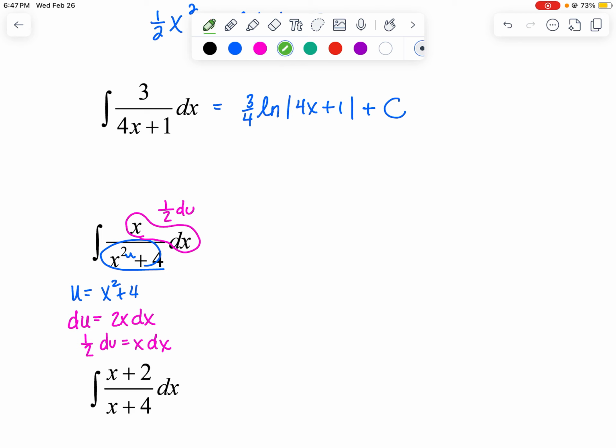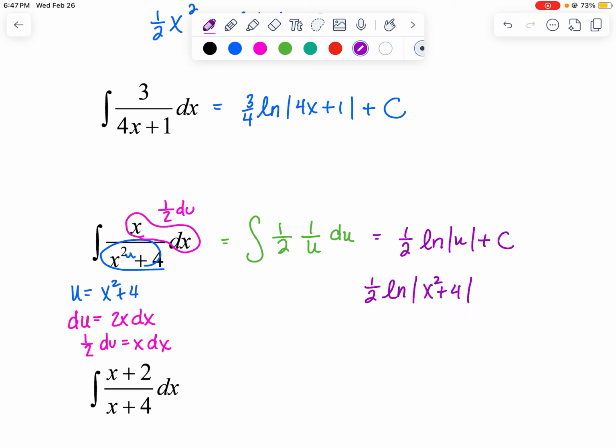And so then we rewrite here to see what we have. We have the integral of 1/2. We have a u on the bottom, du. So when we take the integral of that, we get 1/2 natural log absolute value of u plus c. And then we want to go ahead and put our x's back in. So 1/2 natural log absolute value x squared plus 4 plus c.